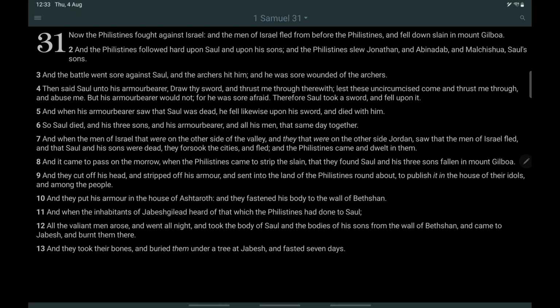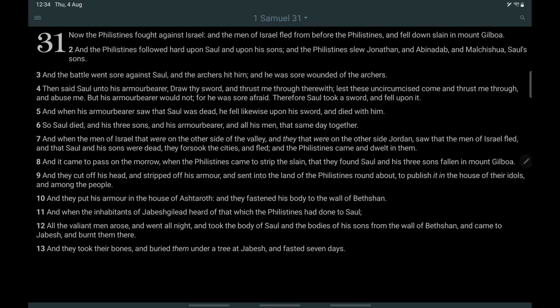This is Saul's death, from the first verse. Now the Philistines fought against Israel, and the men of Israel fled from before the Philistines, and fell down slain in Mount Gilboa. And the Philistines followed hard upon Saul and upon his sons, and the Philistines slew Jonathan and Abinadab and Malchishua, Saul's sons. And the battle went sore against Saul, and the archers hit him, and he was sore wounded of the archers.